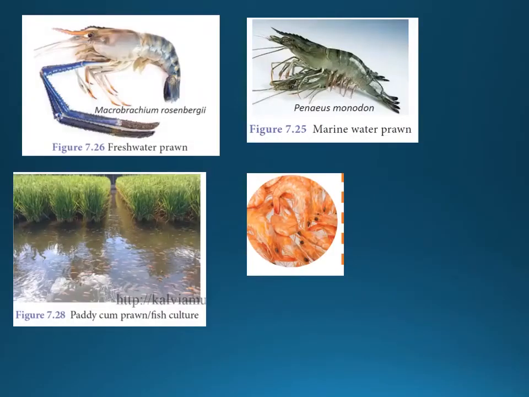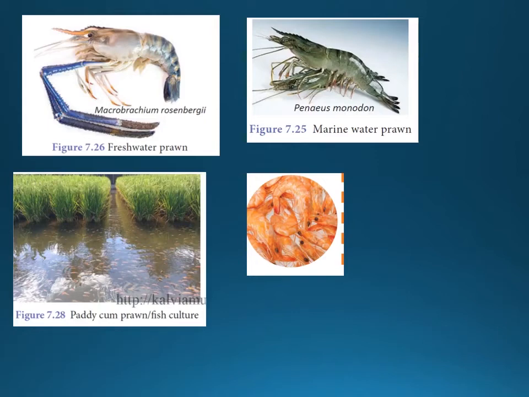The next one: as I said, the fish we normally call true finned fish, we studied that previously. This is shellfish. Shellfish means the mussel and prawn, freshwater mussel, apple snail, which belong to Mollusca. And prawns we study in phylum Arthropoda. The freshwater prawn is the one we eat. This is marine water prawn. I hope you understand. This is called shrimp.